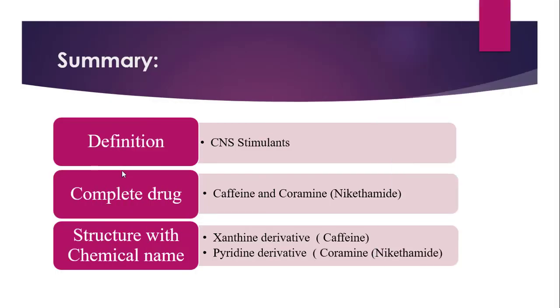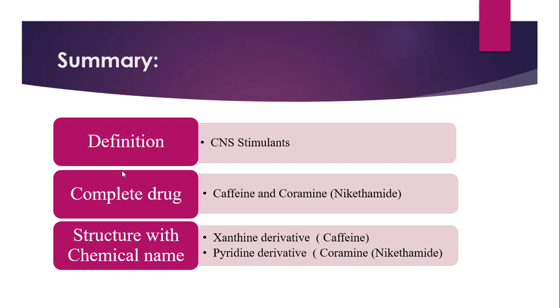From the questions you might have understood that the definition of CNS stimulant, or what are CNS stimulants, is important. Then the complete drugs which are important are two: first is caffeine and second is coramine, which is also known as nicotinamide. Then structure with chemical name, two structures are important as far as this chapter is concerned. One is caffeine, which is a xanthine derivative, and the other is nicotinamide, which is a pyridine derivative.